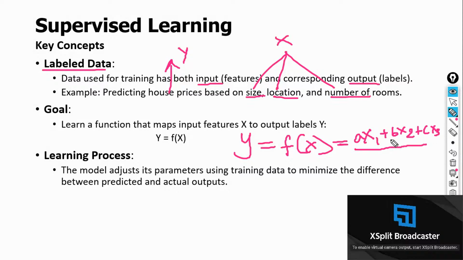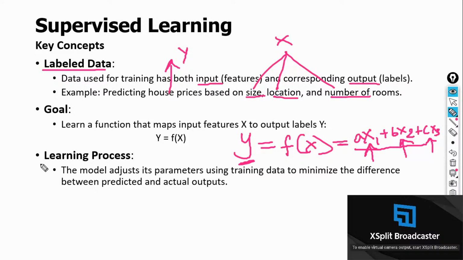So if I'm working on new data, I just pass these inputs, and obviously I get Y. What does that mean? I get the prediction for these inputs. In that way, supervised learning algorithms help us to predict on new data.